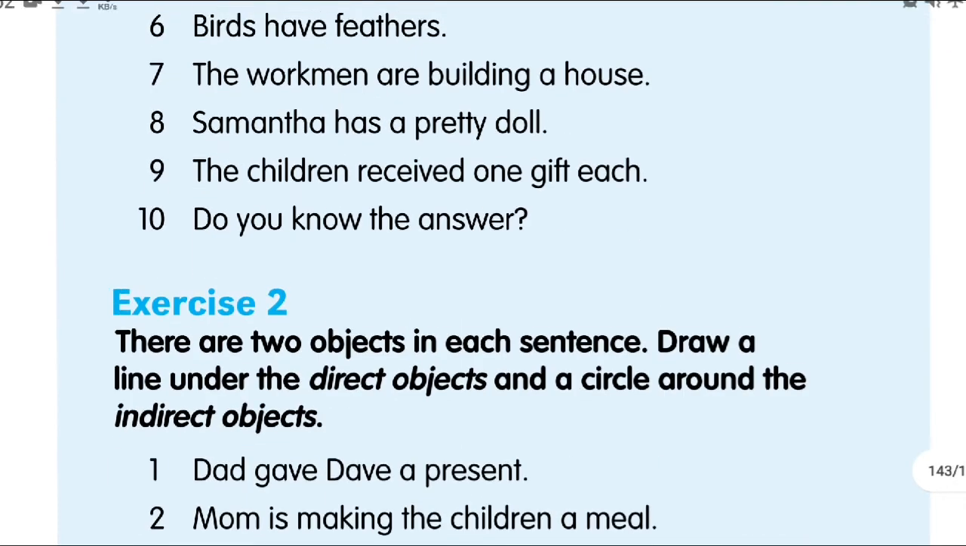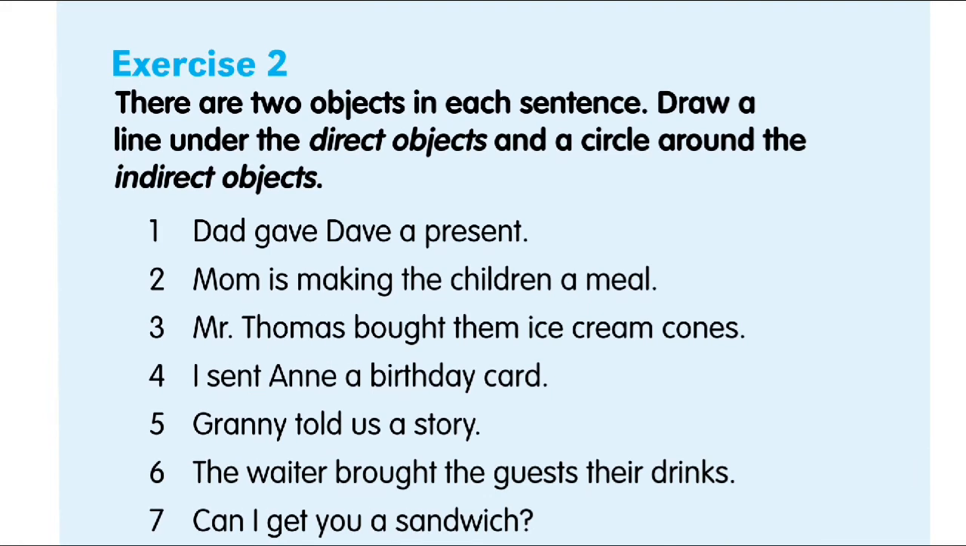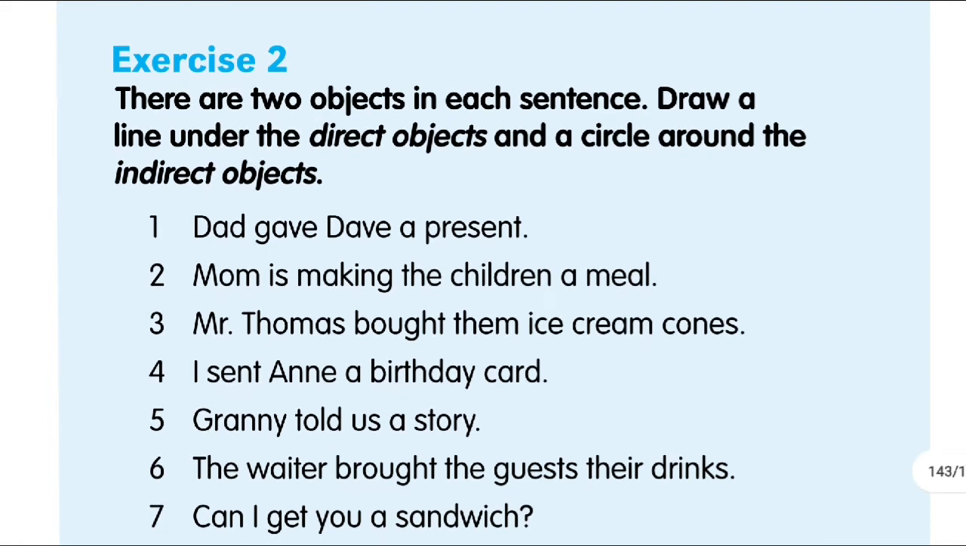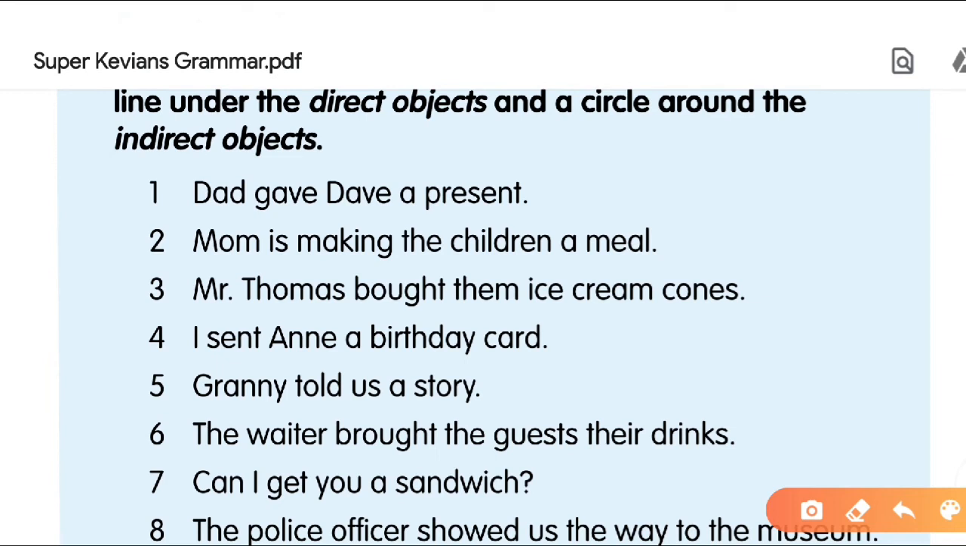So now we will move to the next exercise. Here you can see there are two objects in each sentence. Draw a line under direct objects and circle the indirect objects. Two objects are there in each sentence. We have to draw a line under the direct objects and circle around the indirect objects. Draw a line. So that gave Dave is the direct object here. A present is the indirect object.